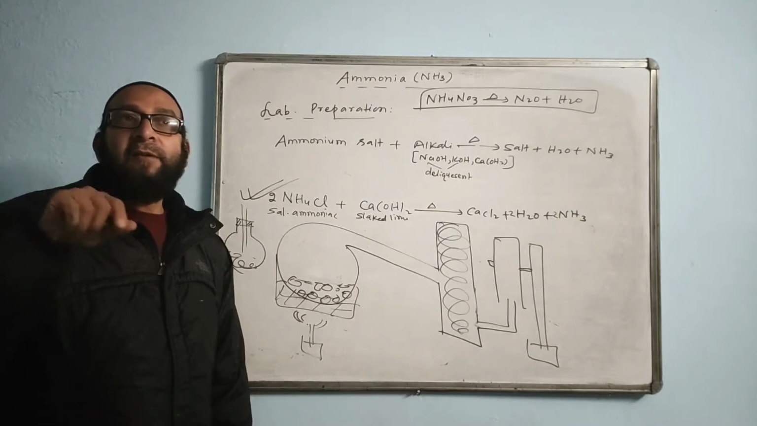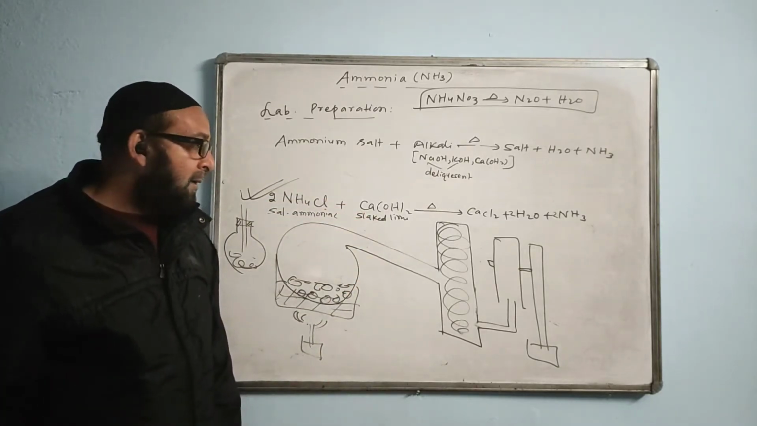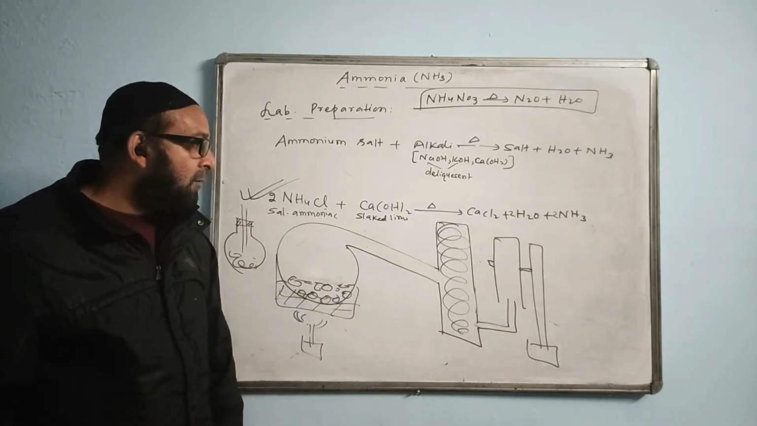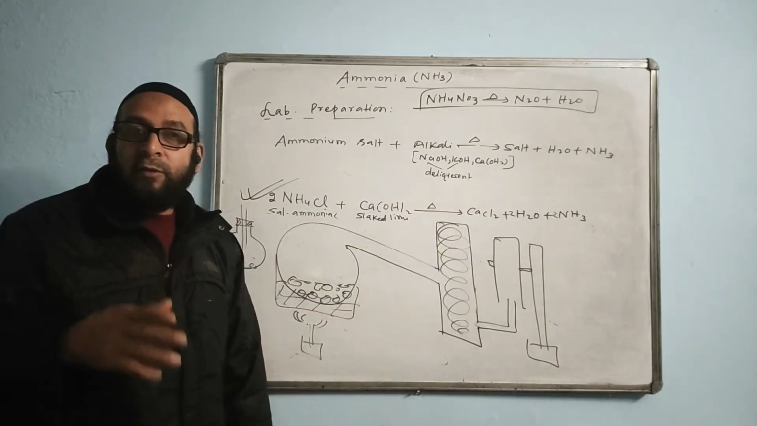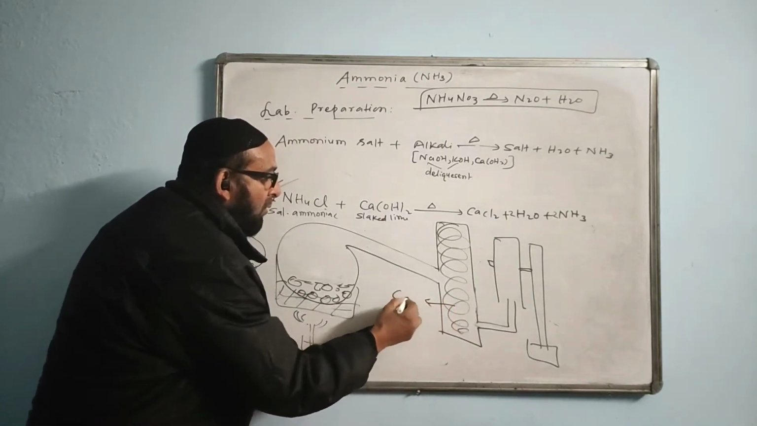So why is the neck of the flask inclined downwards? The reason I told you already, and that happens in the preparation of ammonia. Remember it. Now the drying agent for ammonia, as I told you before, is quicklime, calcium oxide.